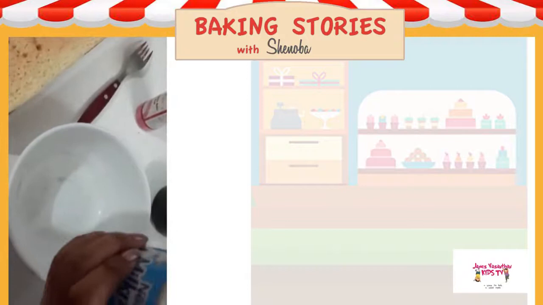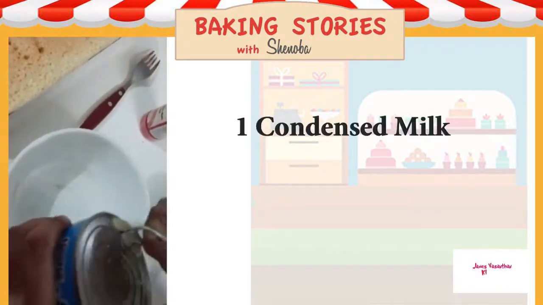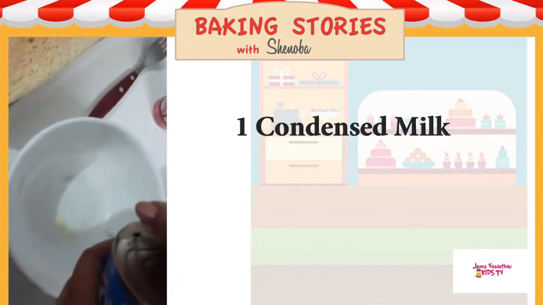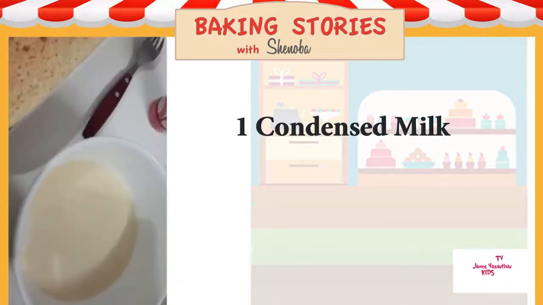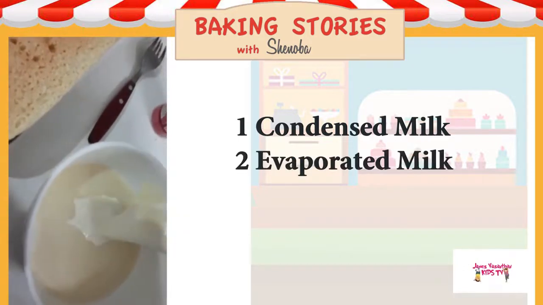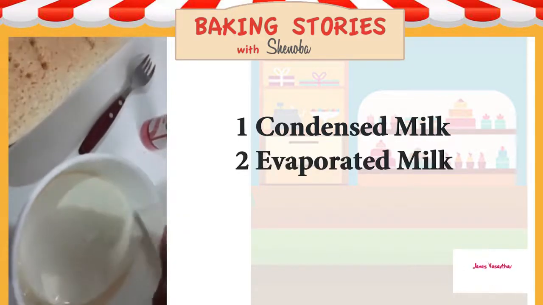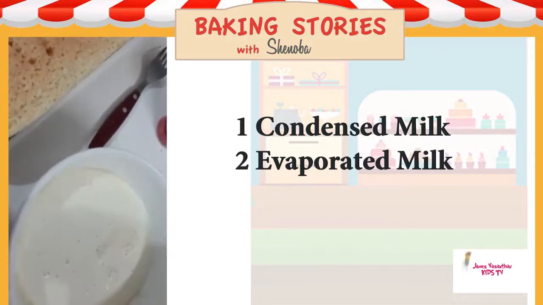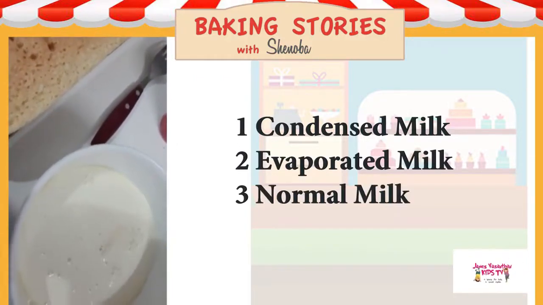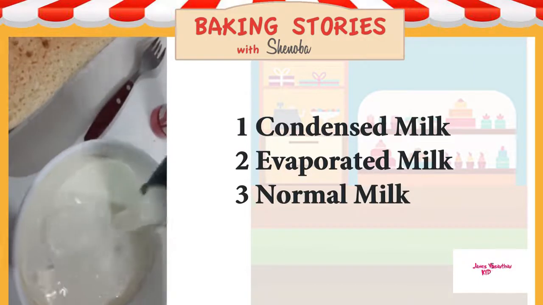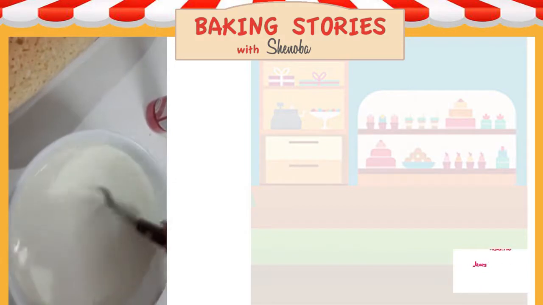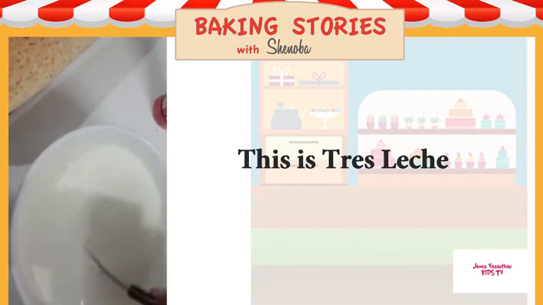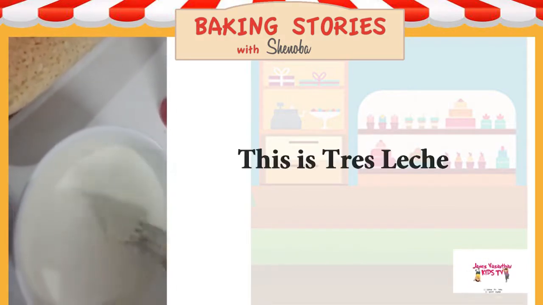Now the final step, I am opening the condensed milk can and pouring it into a bowl. The next step is, this is the evaporated milk. I'm just adding that also. And finally, the 1 cup of normal milk. I've added all the 3 milks together. This, my dear friends, is the Leches. After adding the 3 kinds of milks, I'm mixing it up a little bit.